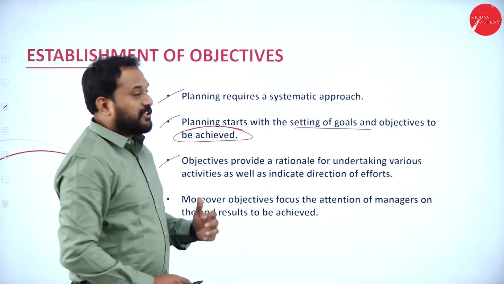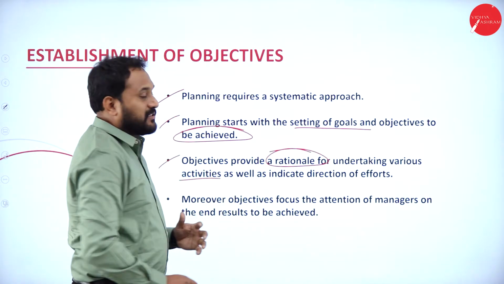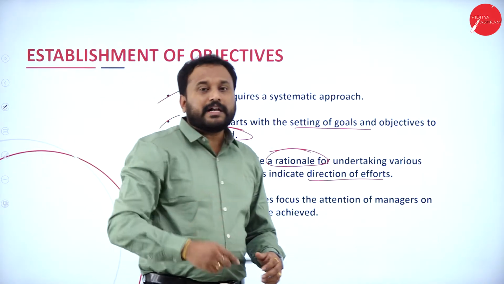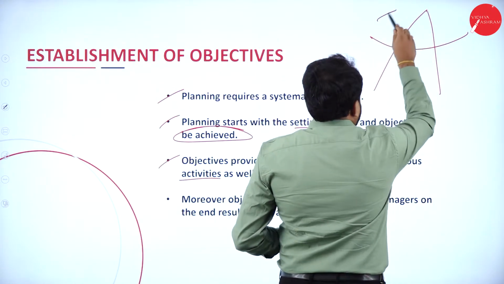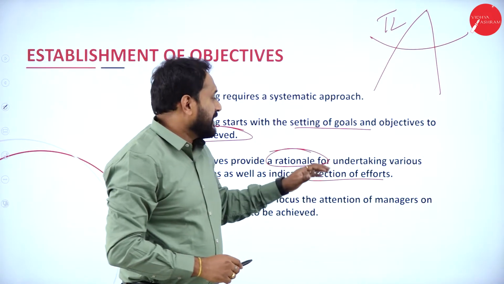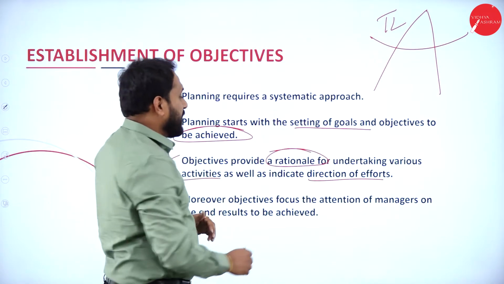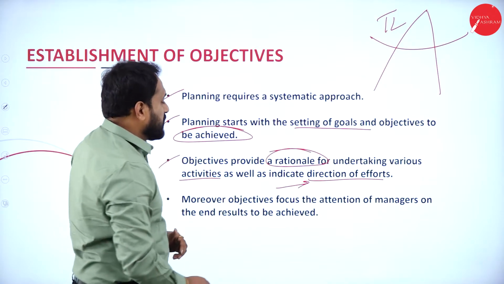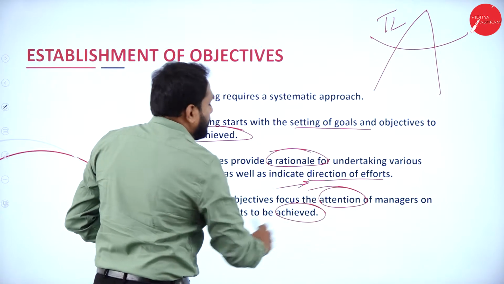Thirdly, objectives provide a rationale for undertaking various activities as well as indicate directions of effort. Once you start planning, the planning is done by the top level. When the top level thinks about planning, they go with the rationale for undertaking, that is what people need to do, and they'll give you a direction of efforts. Moreover, objectives focus the attention of managers on the end result to be achieved.